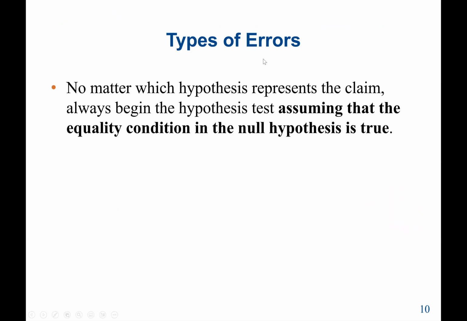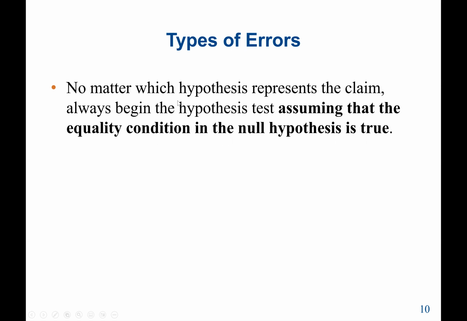Now, we have two types of errors in hypothesis testing. The whole concept of the error is: what is the chance that we are going to reject a true HO, or we are going to accept a false HO. So those are the two types of errors. We call them type 1 and type 2 errors.